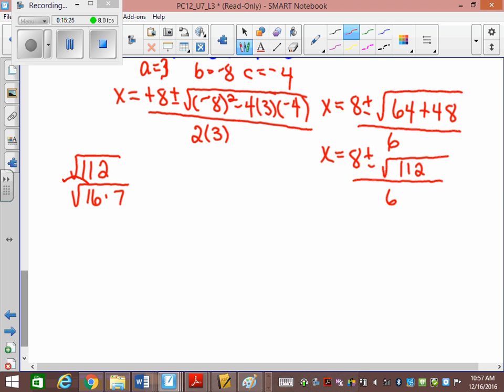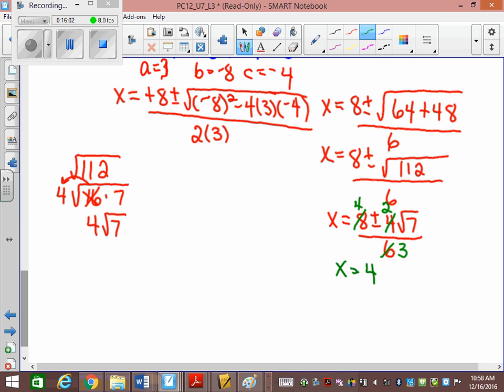Take this 16 out, and it becomes a 4. I'm left with 4 root 7. X equals 8 plus or minus 4 root 7 over 6. Then I ask myself, if there's a number I can take out of all 3, I do. If you can take it out of all 3, you do it. If you can take it out of 2, you don't. So I can take a 2 out of here, here, and here, correct? So I can reduce it. If you take a 2 out of 8, it's 4. 2 out of 4 is 2. And 6 out of 2 is 3. So I'm actually left with 4 plus or minus 2 root 7 over 3.